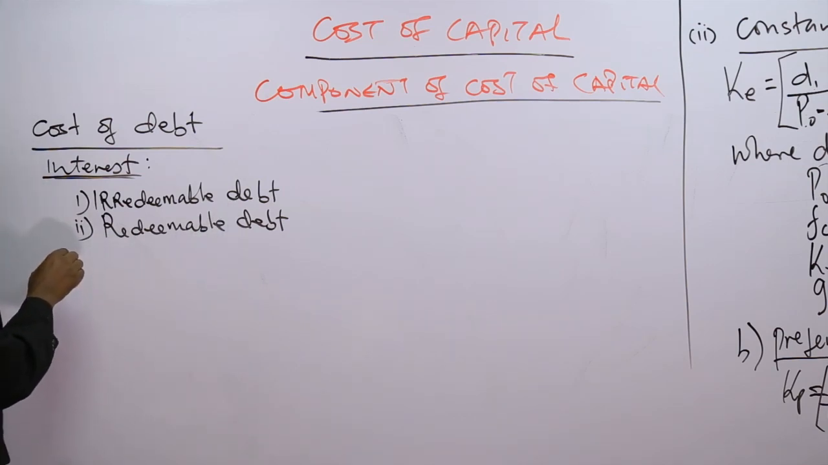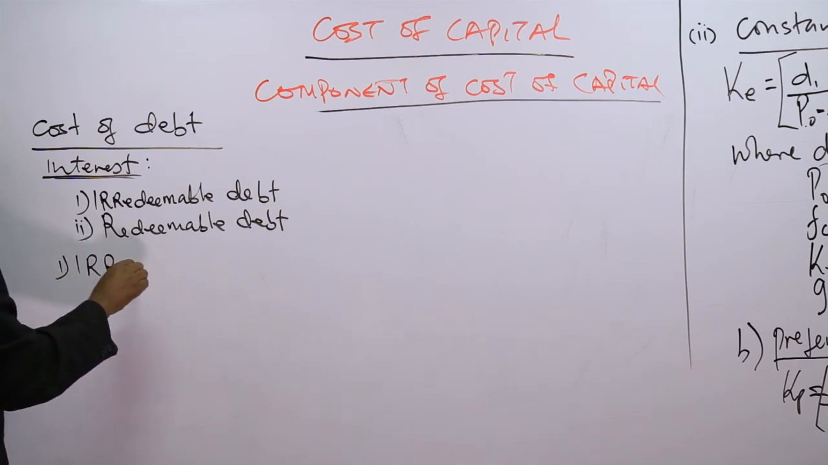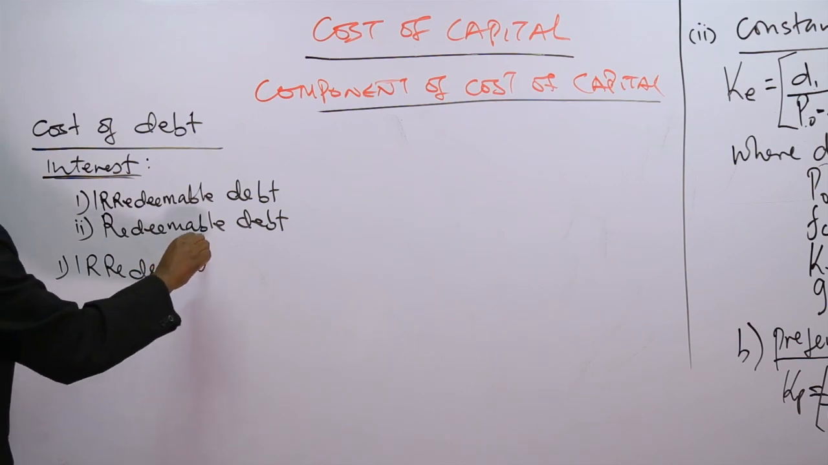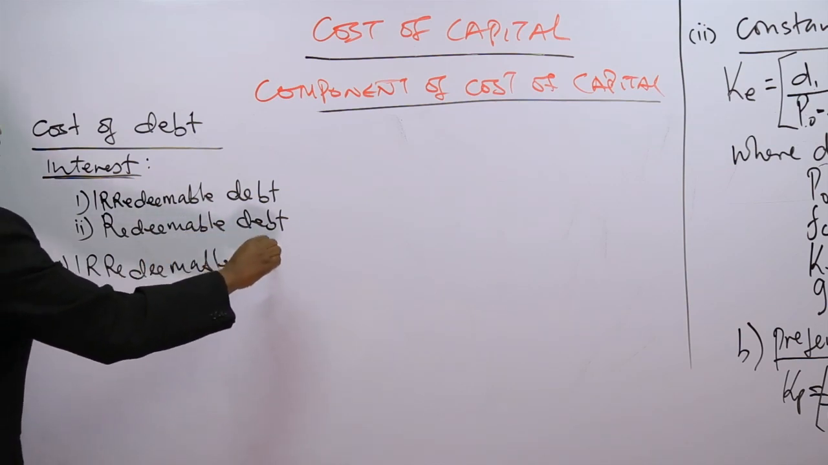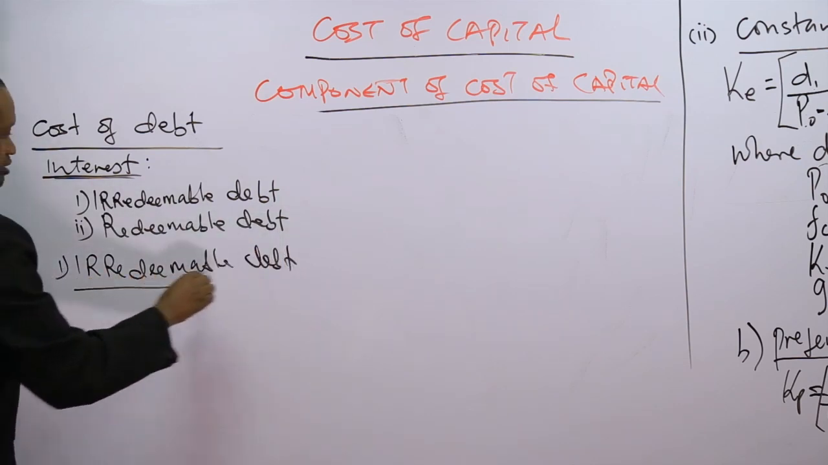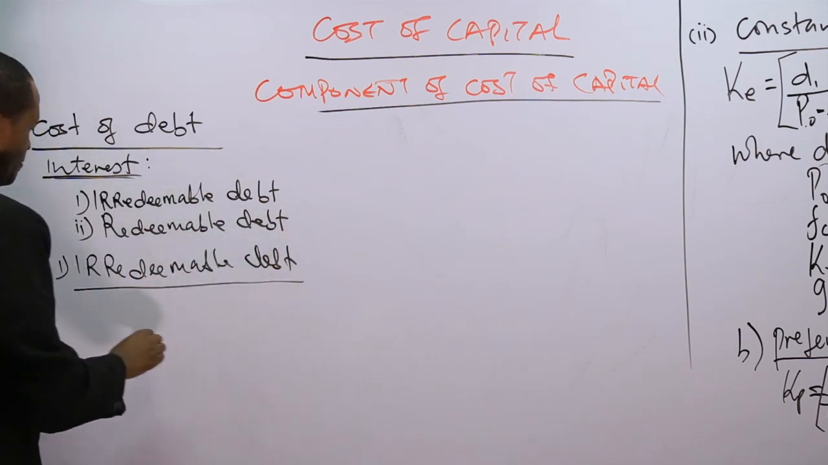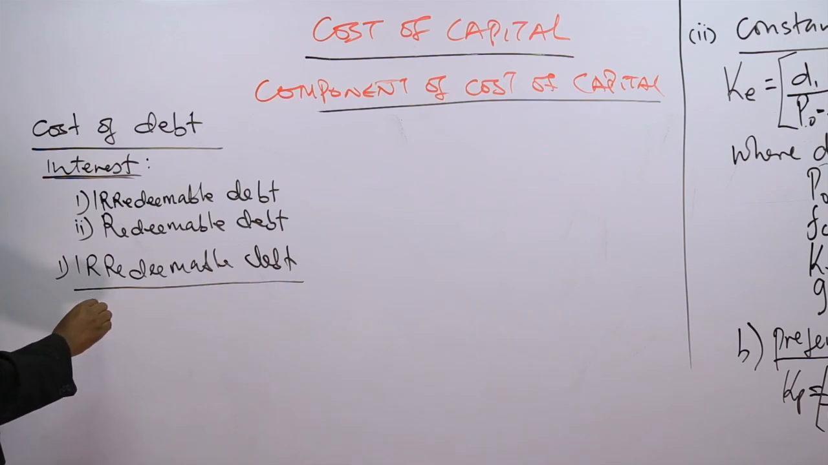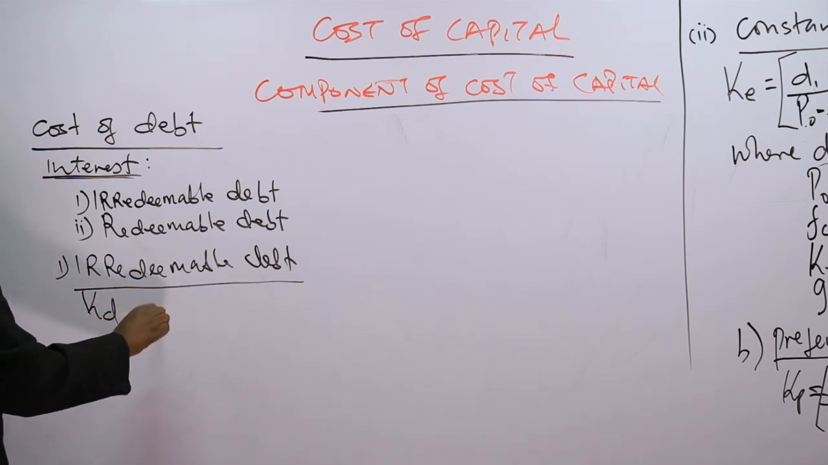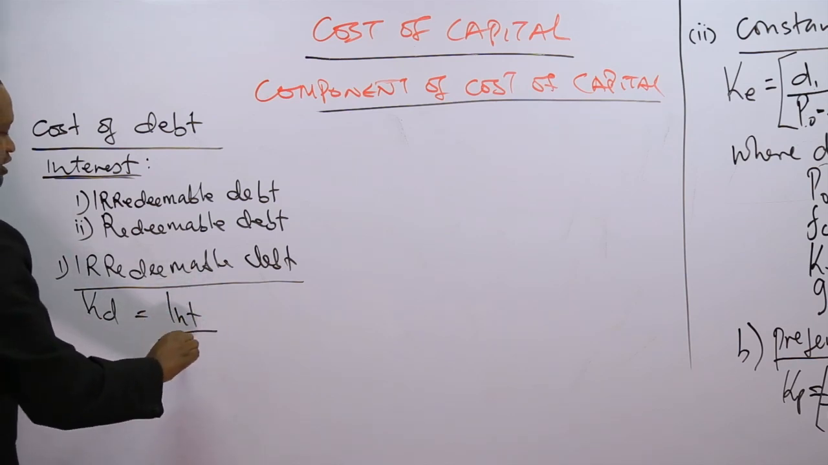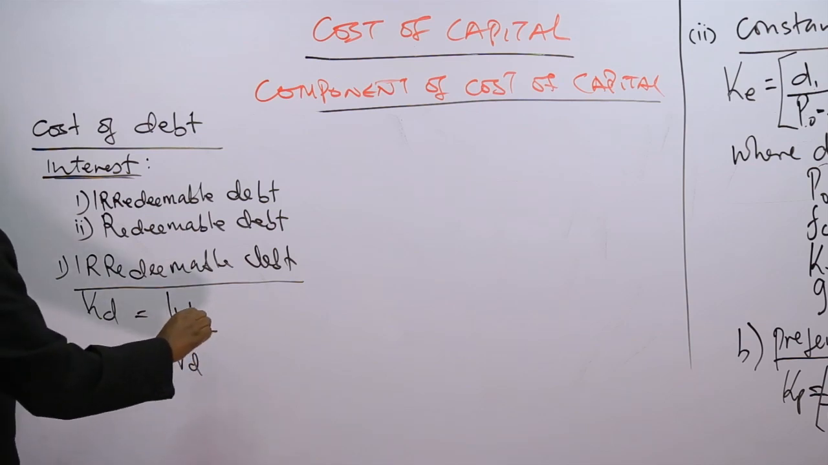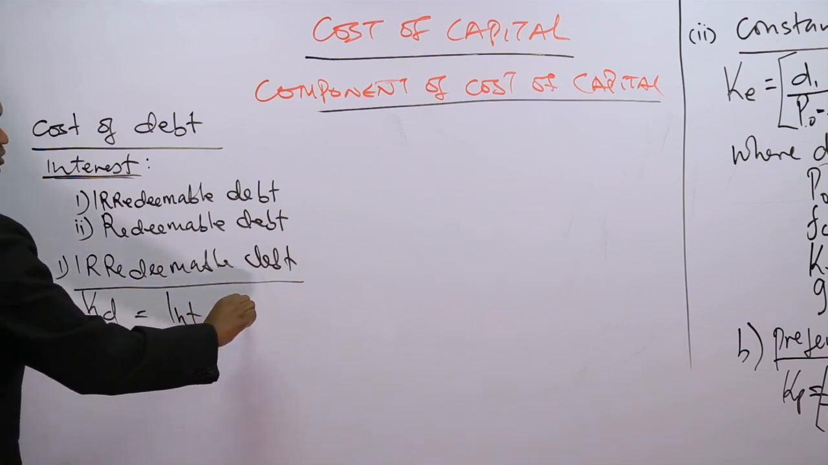So number one, irredeemable debentures. The cost of irredeemable debt, KD, will be equal to interest over VD times 1 minus T.